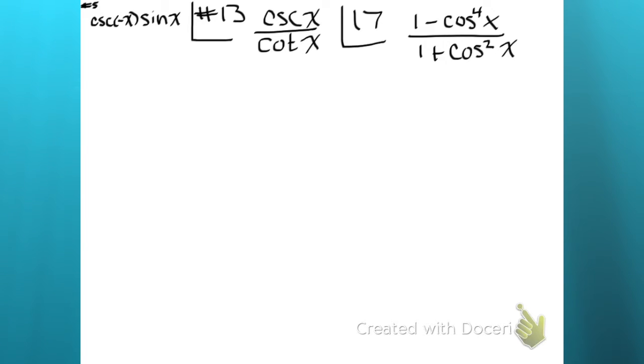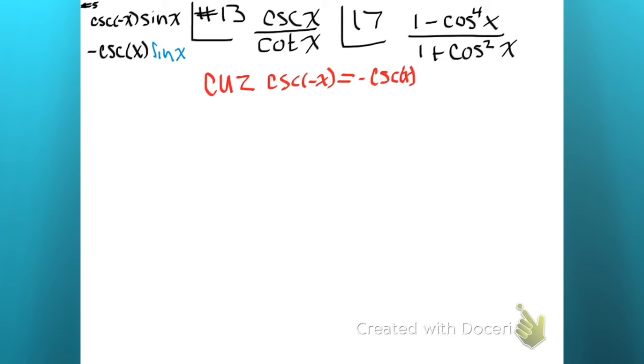So, the first one. I'm using the negative identity. The cosecant of minus x is the same as minus the cosecant of x. What's next? And I multiply it by that sine.